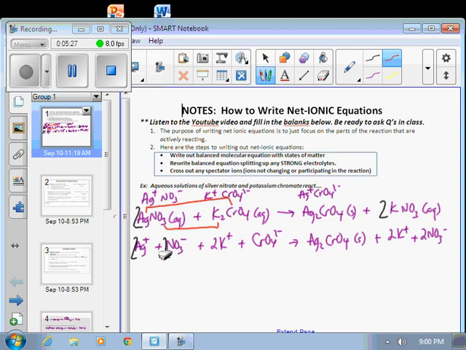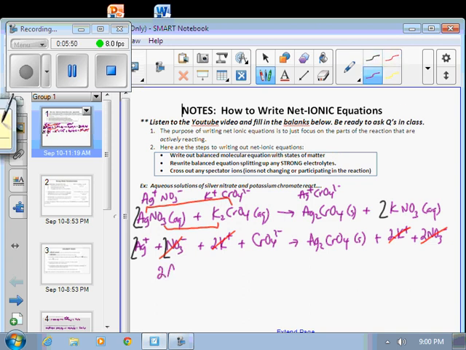2NO3-, 2NO3-. Those totally match 100%. Spectator. Spectator. Bye-bye. You cross them out. 2 potassium+, 2 potassium+. Those are spectators as well. They have to be an exact match on the reactant side to the product side. All right, bam. Now we're just going to do a little rewrite here.